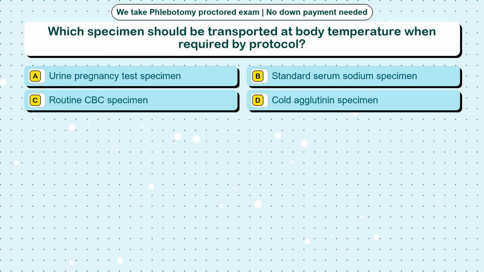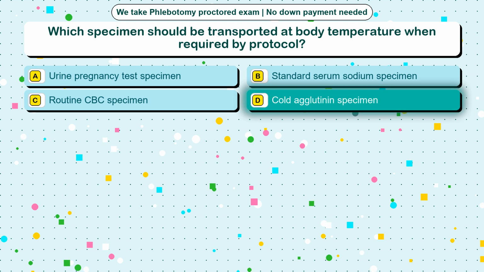Question 41. Which specimen should be transported at body temperature when required by protocol? Option A. Urine pregnancy test specimen. Option B. Standard serum sodium specimen. Option C. Routine CBC specimen. Option D. Cold agglutinin specimen.